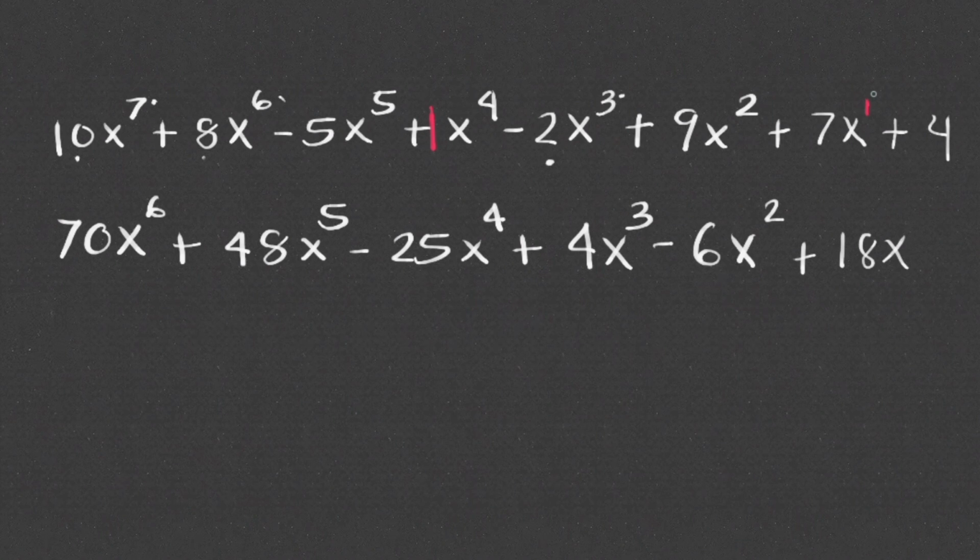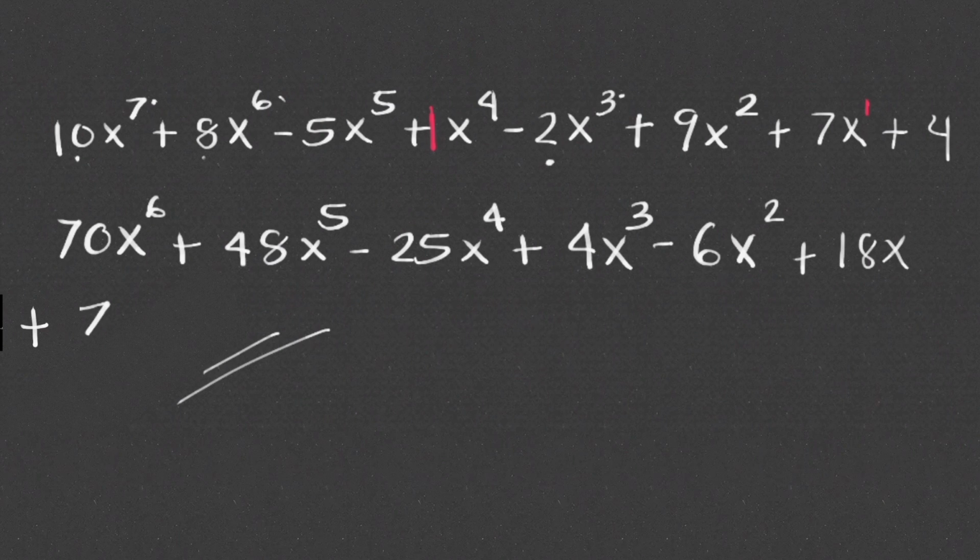Plus the derivative of 7x is 7, plus the derivative of a constant is 0. You can just erase the 0, you don't need to write that one. Therefore, the final answer is 70x raised to the 6th power plus 48x raised to the 5th power minus 25x raised to the 4th power plus 4x cubed minus 6x squared plus 18x plus 7. And that's what today's video is all about.